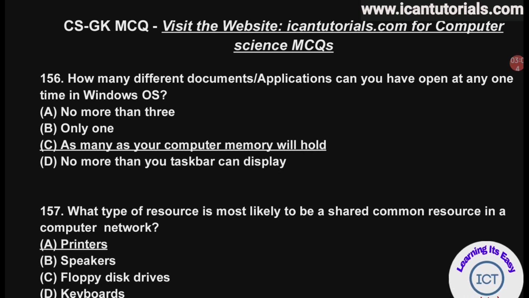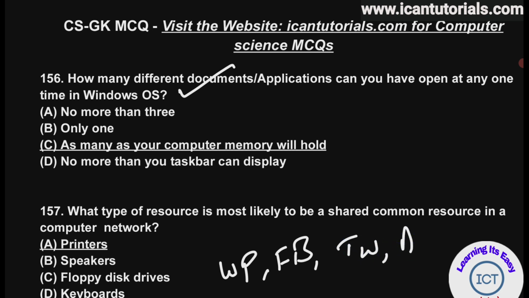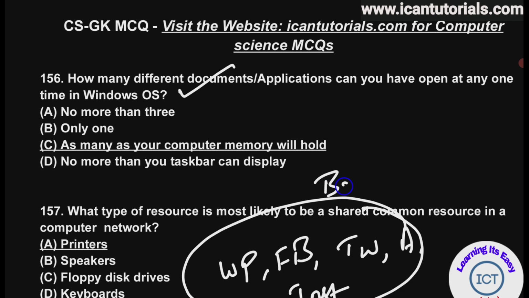Next question is how many different documents or applications can you have open at any one time in Windows operating system? Let us understand the question. In the mobile we can open WhatsApp, we can open Facebook, we can open Twitter, or we can play audio songs in the background, we can use Instagram. All these applications are open at a time, but they will be running in the background. When we are using WhatsApp, our Instagram or Facebook is not closed, but it is running in the background. So we are opening all these applications at a time.